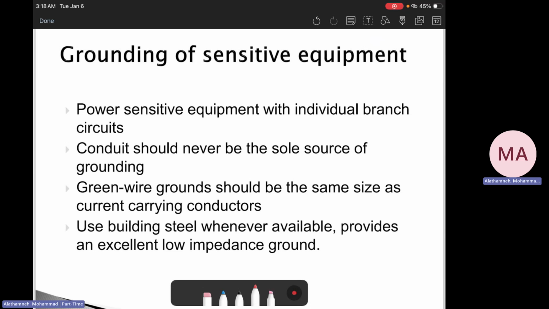The other thing is the green wire ground, which should be the same size as the current carrying conductors, because during faults, ground conductors must carry fault currents safely until the protection operates. That's something we need to worry about. The other thing, if properly bonded, building steel can provide excellent low impedance grounding. Then we need to make sure good grounding is not about one road. It's about a network of bonds that keeps everything at nearly the same potential.